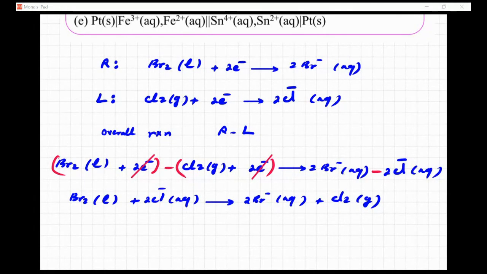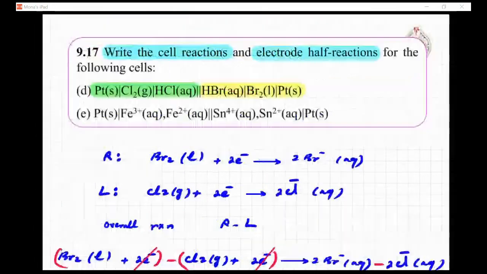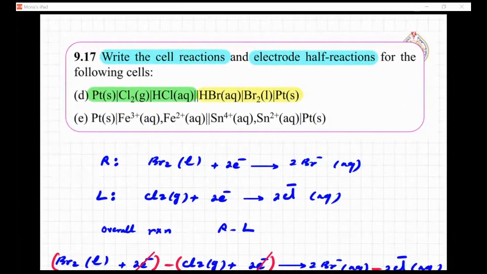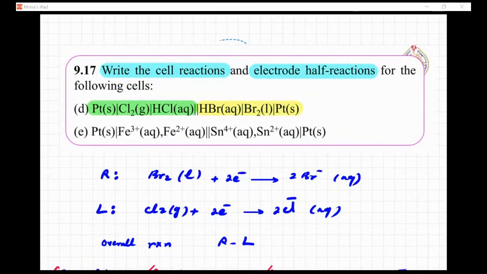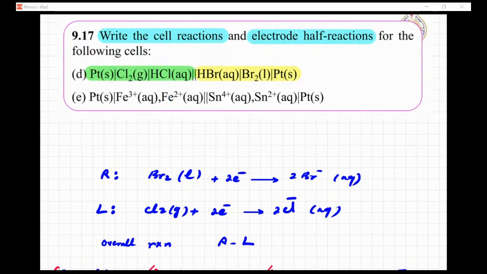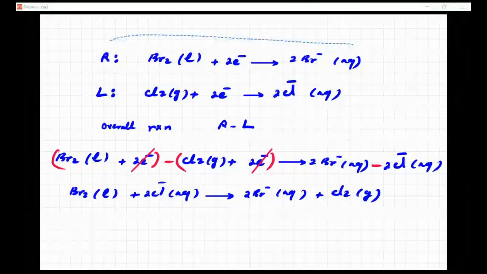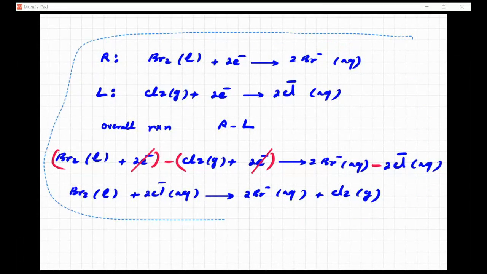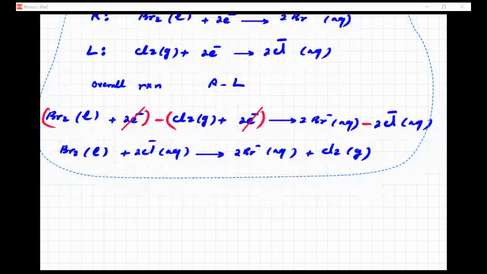Now, the question is asking me to write the cell reaction and the electrode half reactions, the reduction half reactions and the overall reaction. This is what we want to do. So, we are done with this part here.